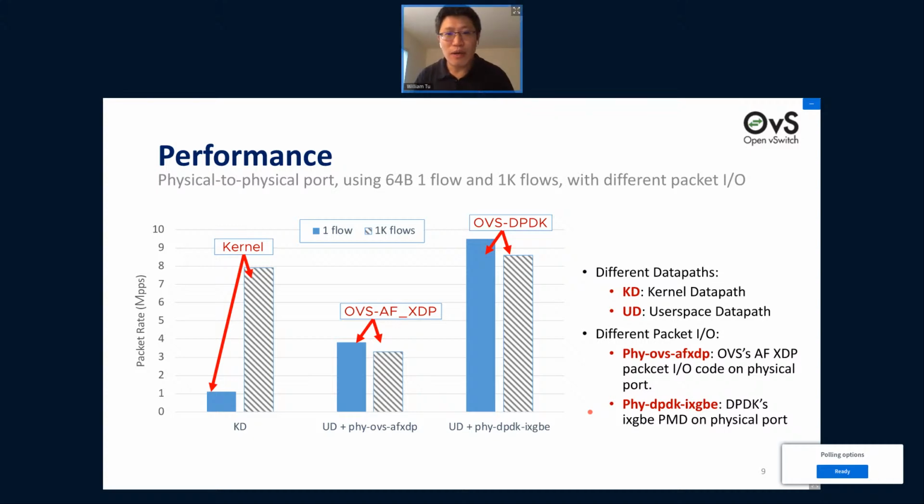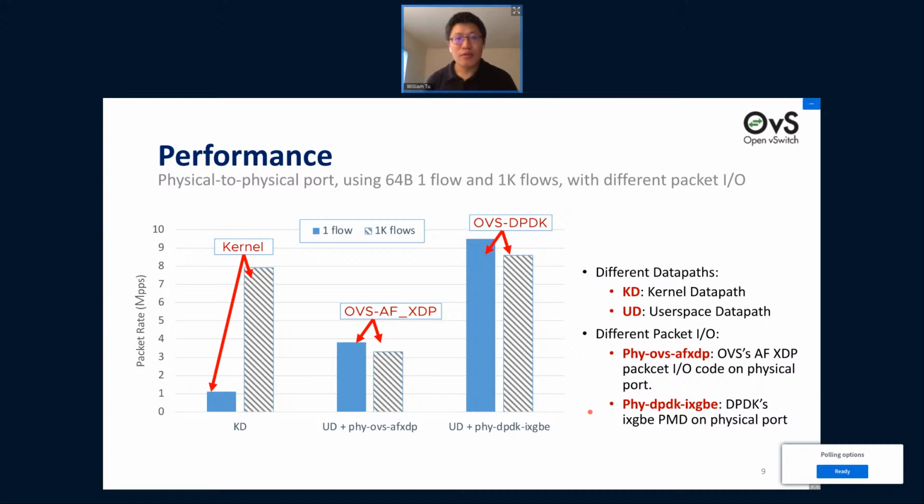So if we install one flow, for the kernel data path, it's showing a little bit above 1 million. For the user space data path, OVS AF_XDP, it shows much better, close to 4 million packets per second. And here's OVS DPDK, running DPDK with the ixgbe PMD driver, which shows very good, more than 9 million packets per second. So OVS AF_XDP is still slower than DPDK.